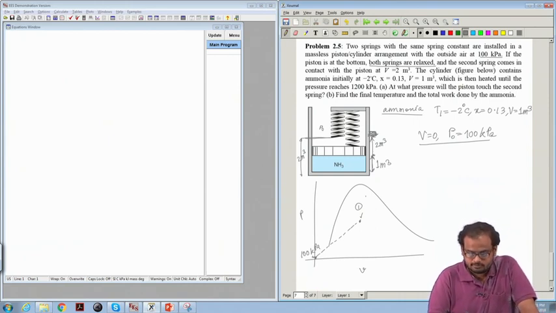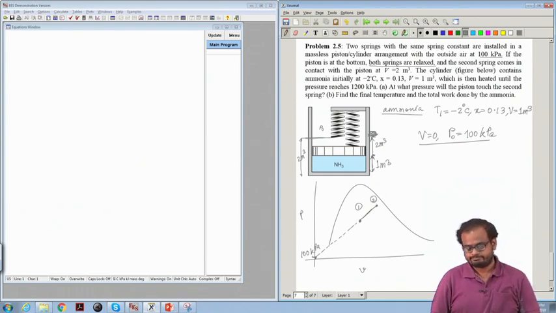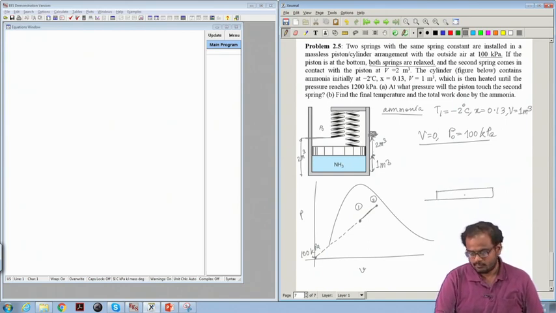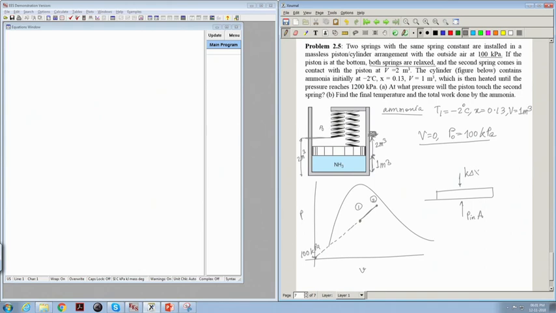So, what is going on? It is heated now and the volume will rise. How long will the volume rise? Up until it reaches the second spring. Then at the second spring something will happen. What will happen? See, if this is the P internal times area, if there is only one spring, this K delta x, and it is P atmosphere for single spring. It is given that the same spring constant is there for the other spring as well.